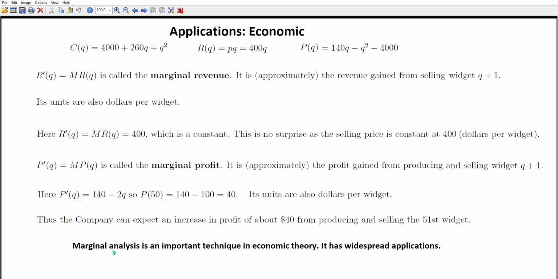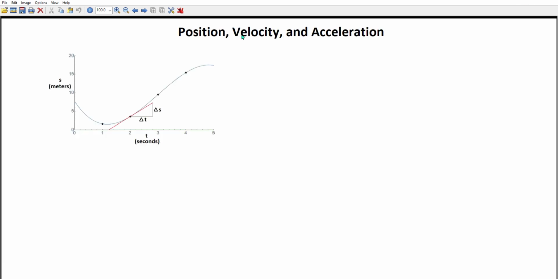Marginal analysis is an important technique in economic theory. It has widespread applications beyond what we've just talked about. We return to our consideration of position, velocity, and acceleration. So to remind you, if we have a graph of position, which is in meters, in the positive direction from the origin, and t is in seconds, this curve represents the position of the object at any given time.